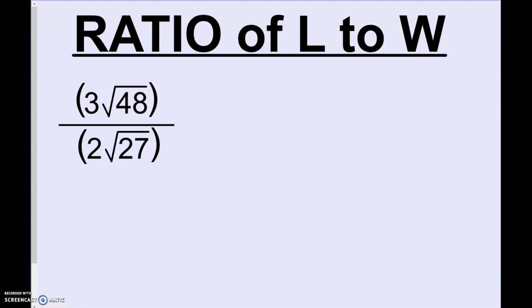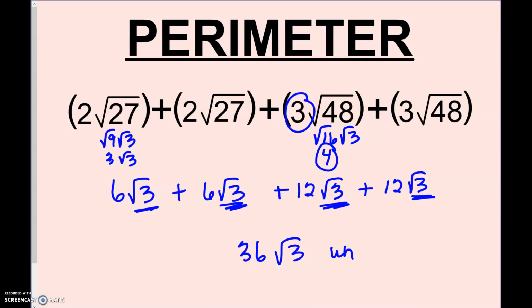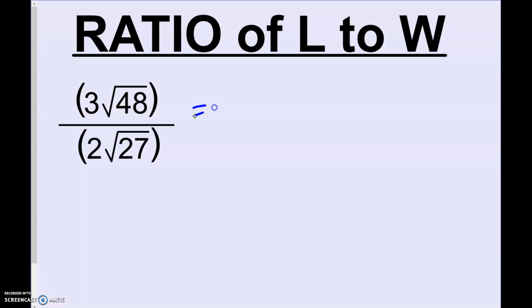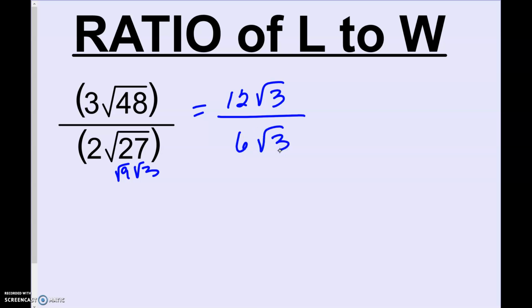All right, now they want us to do the ratio of the length times the width. So we already know that this 3 root 48 is 12 root 3. We've already done this one a couple times, 12 root 3. And we know that this is 9 and 3, so we end up with 6 root 3. All right, so now we're going to simplify. Well, root 3 over root 3 simplifies to 1, and 12 divided by 6 is 2. So this ratio is going to be 2 to 1.